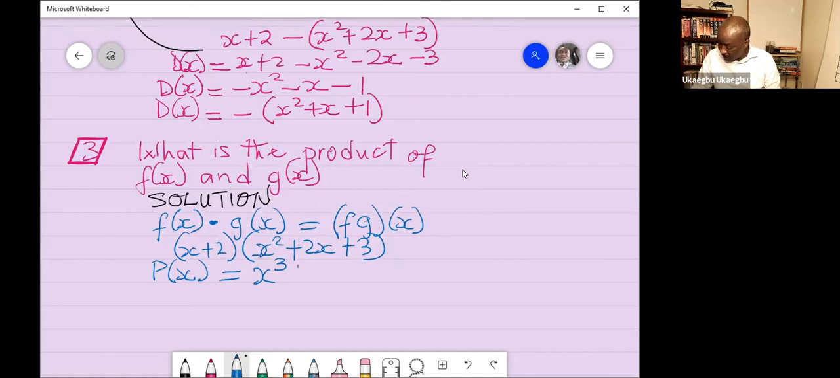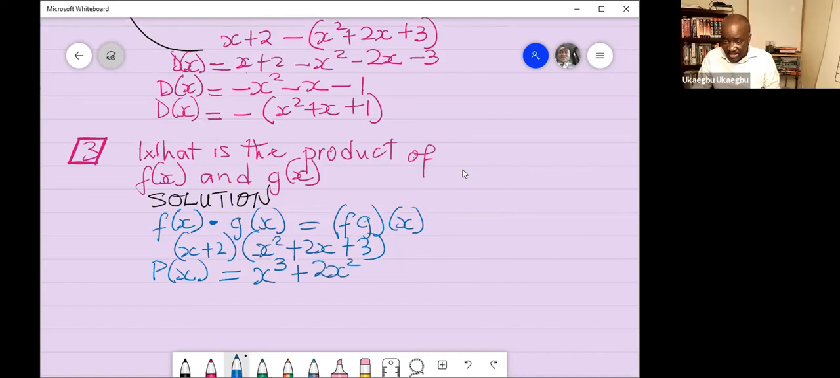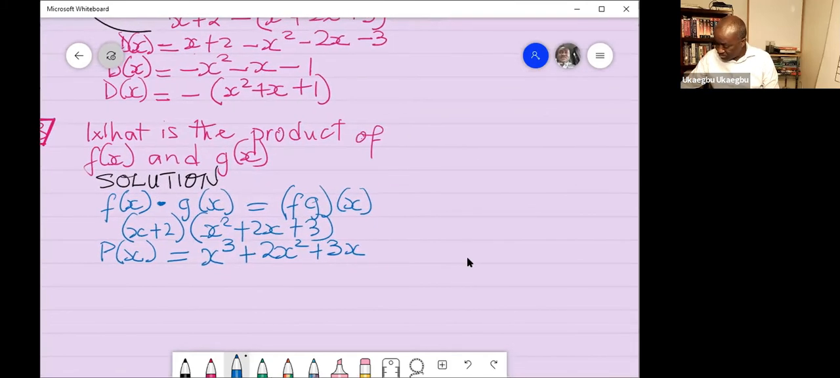Then we move on. Plus x times 2x is? 2x squared. Thank you. Then next, x times 3 is? 3x. Okay, so we are done with x. Now let's go to 2. 2 times x squared is going to be what? 2x squared. 2 times 2x is what? 4x. Plus 4x. And 2 times 3 is what?